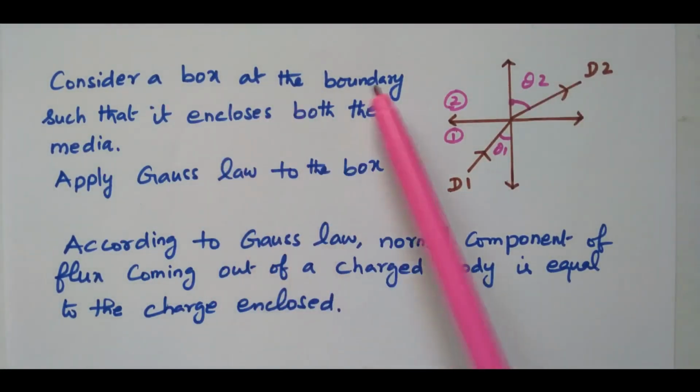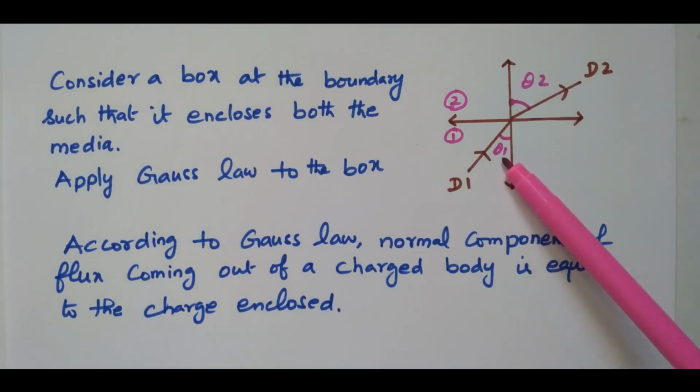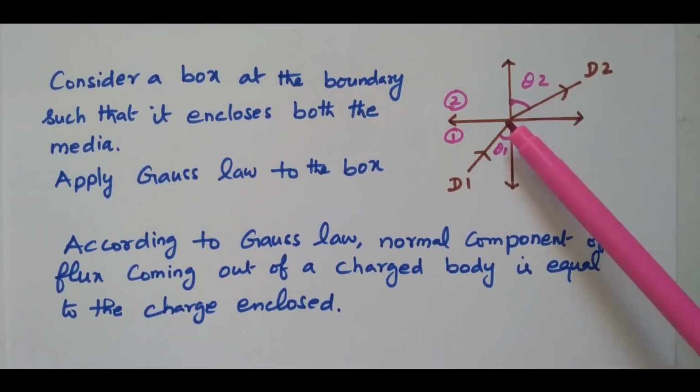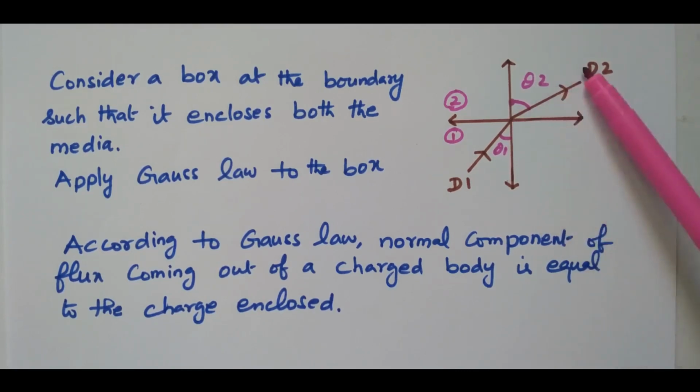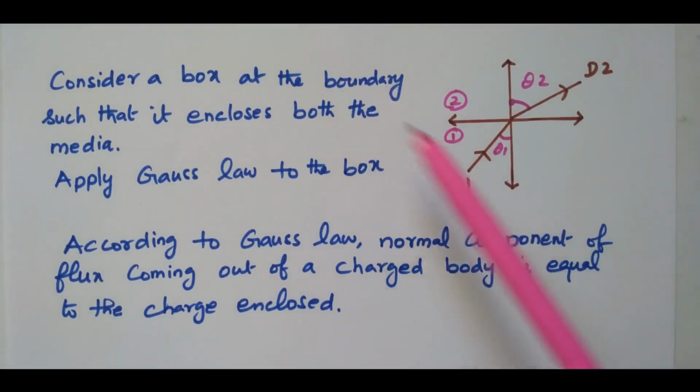Consider a box at the boundary such that it encloses both the media. So these are the angles given. Theta 1 is the angle of incidence, entering. Theta 2 is the angle of emergence. Emergence means leaving. D1, D2 is the displacement density. Dn1 means the normal component. Right.